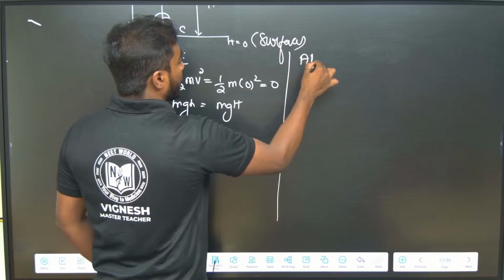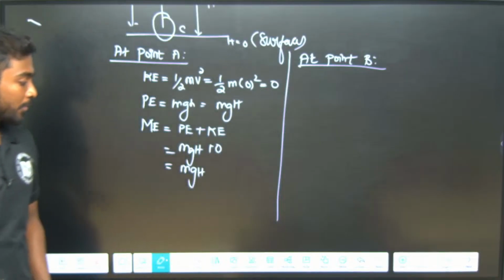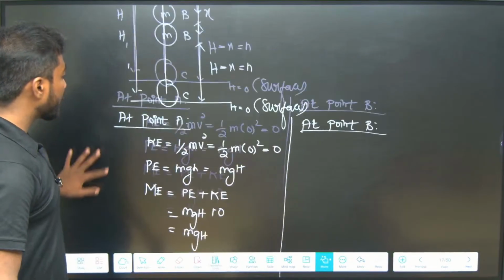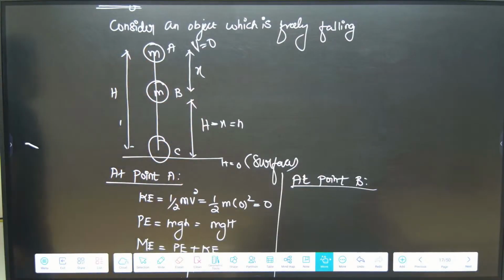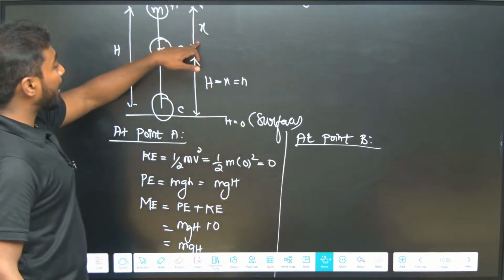At point B, can you analyze what will be the height there? Yes, obviously its height is H minus x. Many people observe that the height will be x.